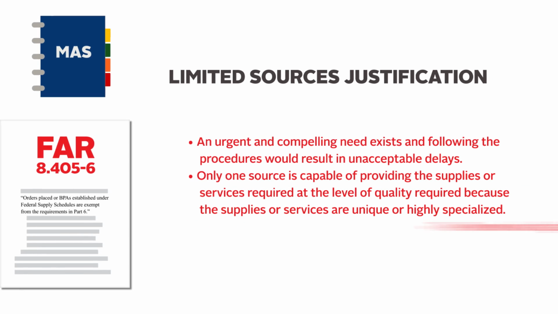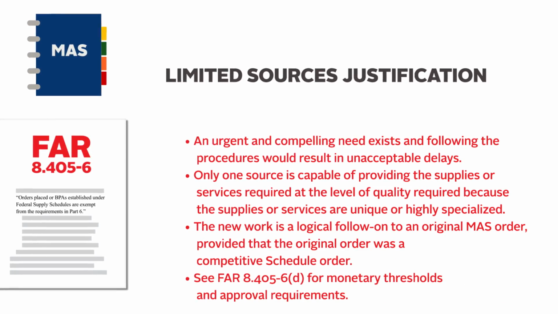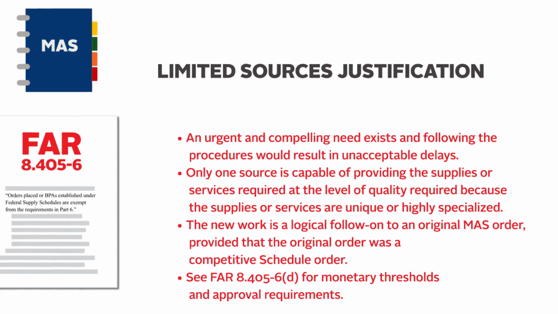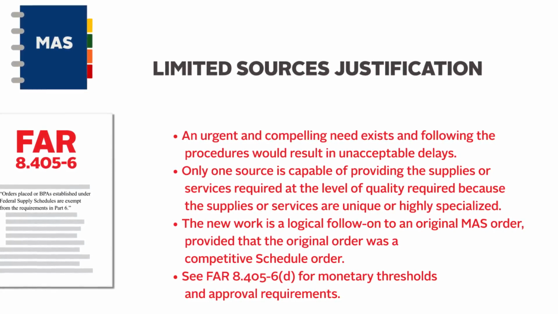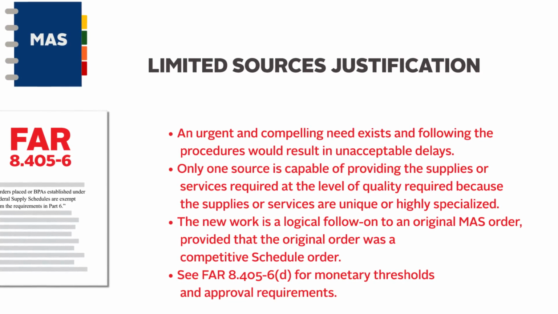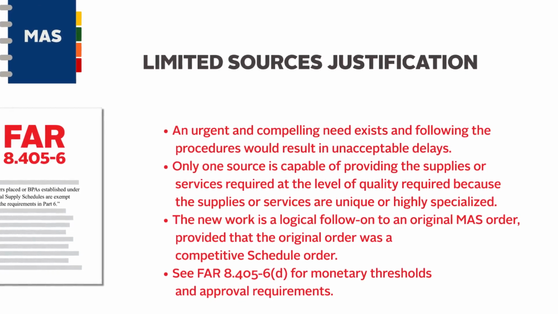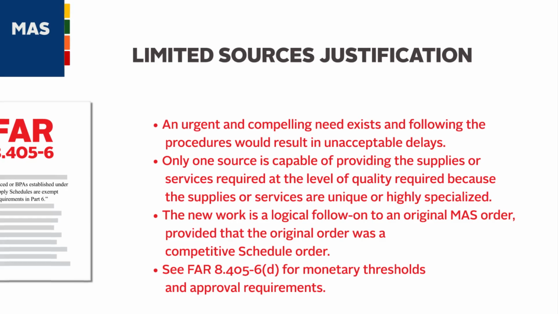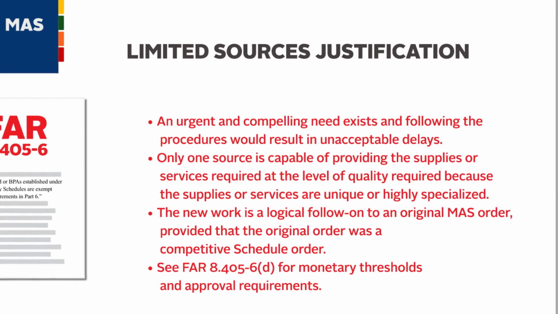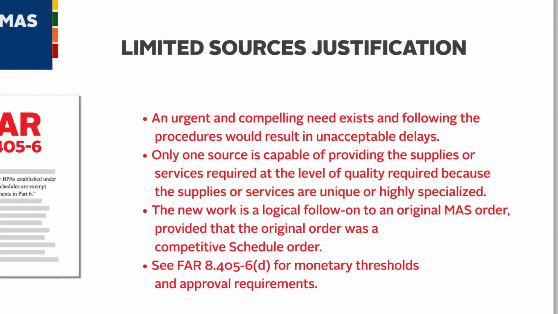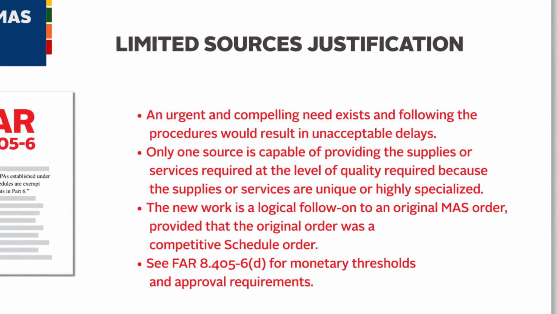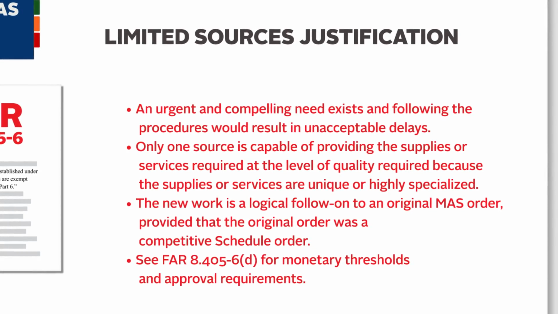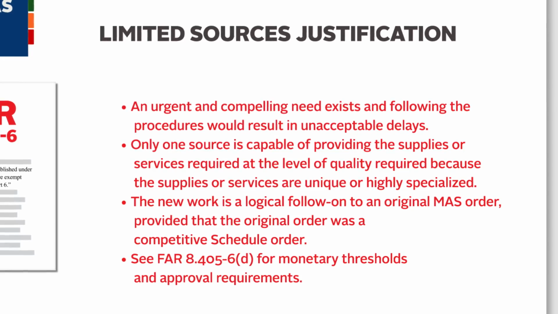Some of the justifications for limiting sources include when an urgent and compelling need exists, and following the procedures would result in unacceptable delays. Only one source is capable of providing the supplies or services required at the level of quality required, because the supplies or services are unique or highly specialized. Or the new work is a logical follow-on to an original MAS order, provided that the original order was a competitive schedule order. Note that the limited sources justification for follow-on orders is more flexible than the sole source follow-on in FAR 6.302-1.